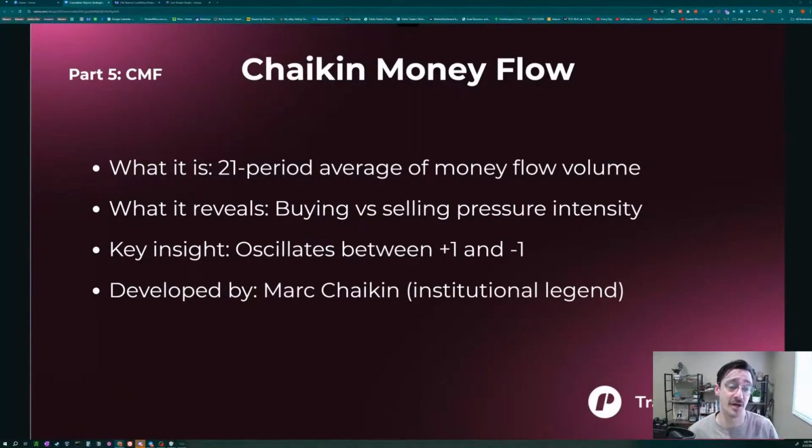This is a fun one. So this is the Chaikin money flow. And what this one does is it's going to use a 21 period moving average, and it's going to use that to calculate the money flow volume. So it's another one that's similar to VWAP in that it is tied to a moving average, but the moving average is tied to the volume at any given time. So that will make it a little more reactive, a little more responsive, and I think a little more valuable.